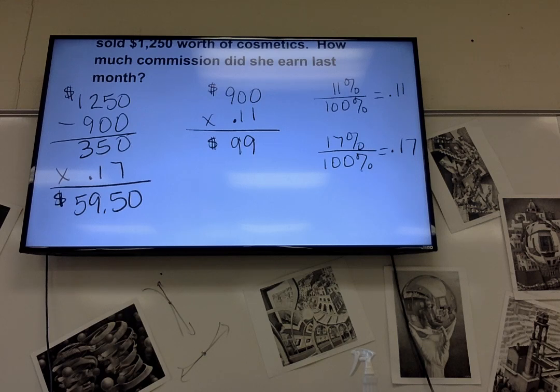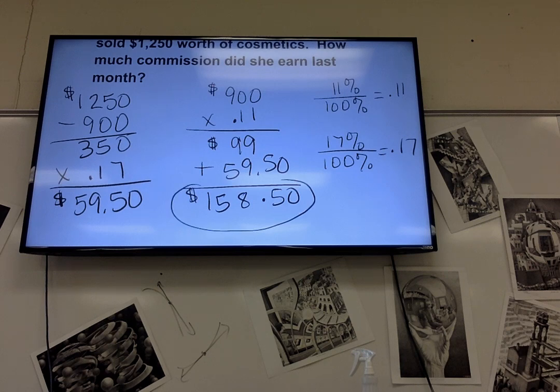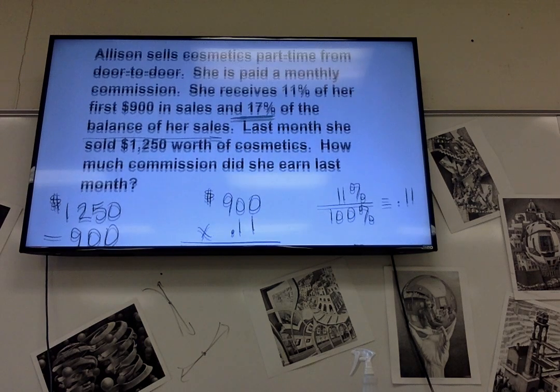And now how do I figure out how much total commission she made? Add 99 and 59.50. Yep. So she made $158.50 that month. Well, it doesn't seem like a lot, but remember, this is just a part-time job. She's just kind of doing this on the side. I say she, it did say Allison.